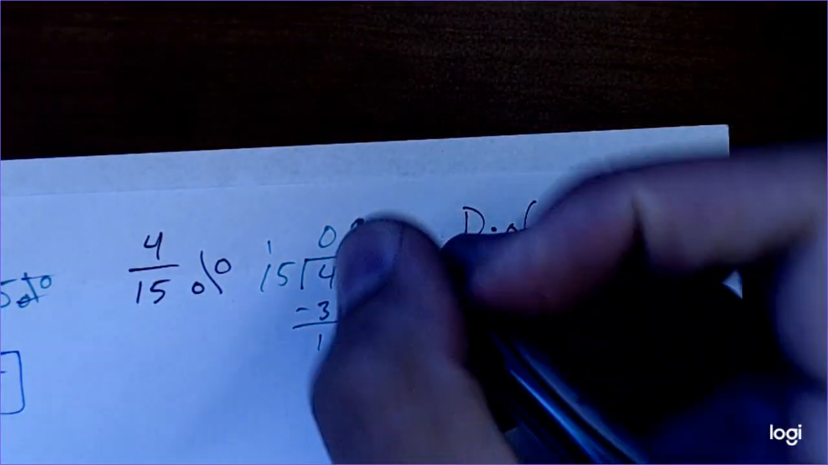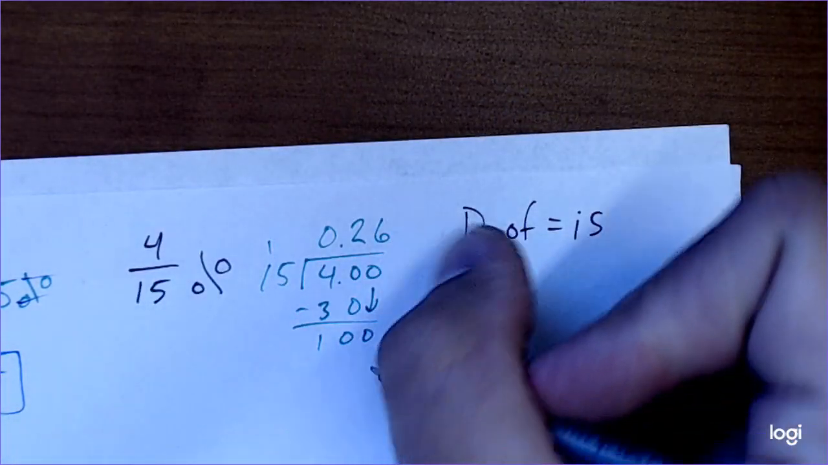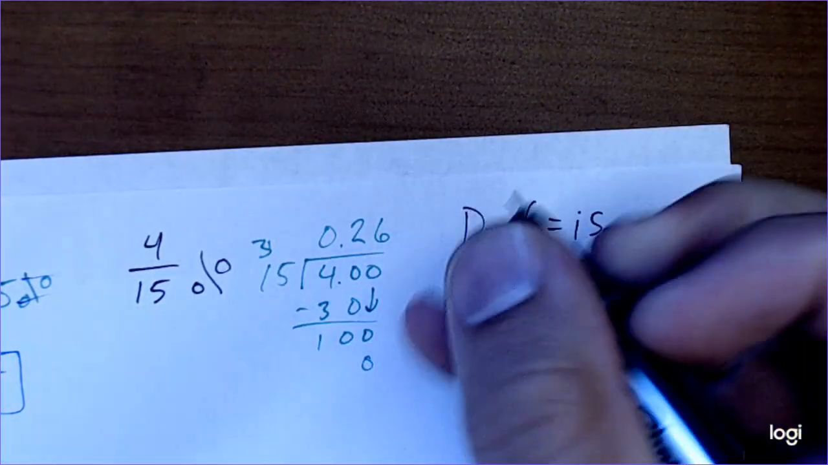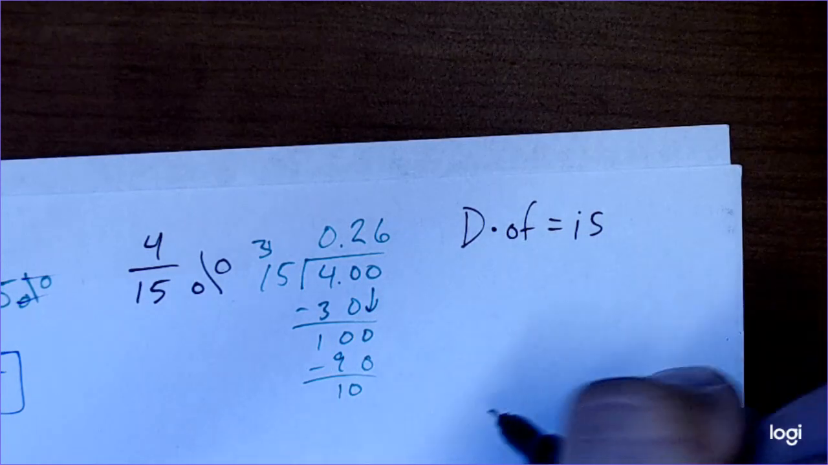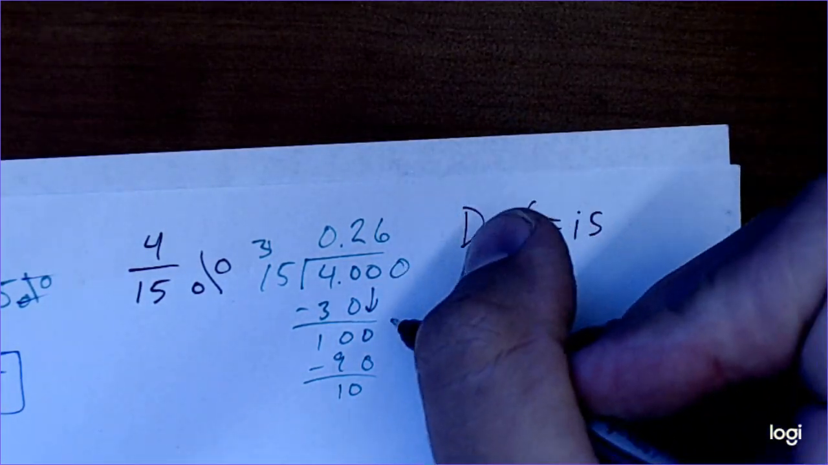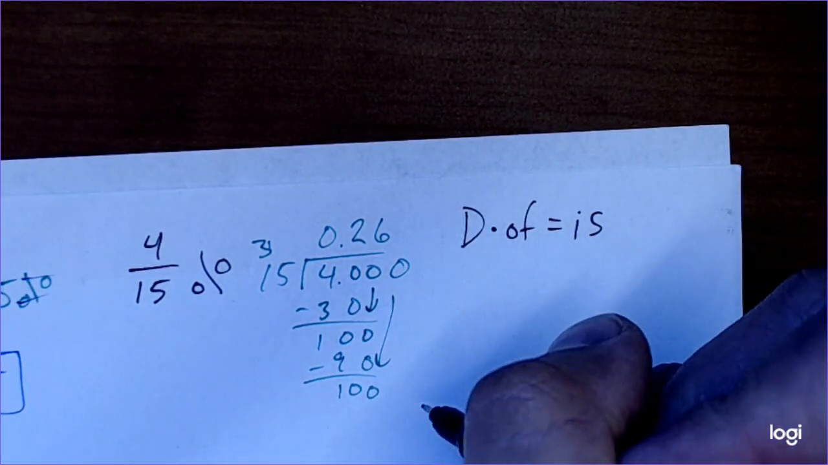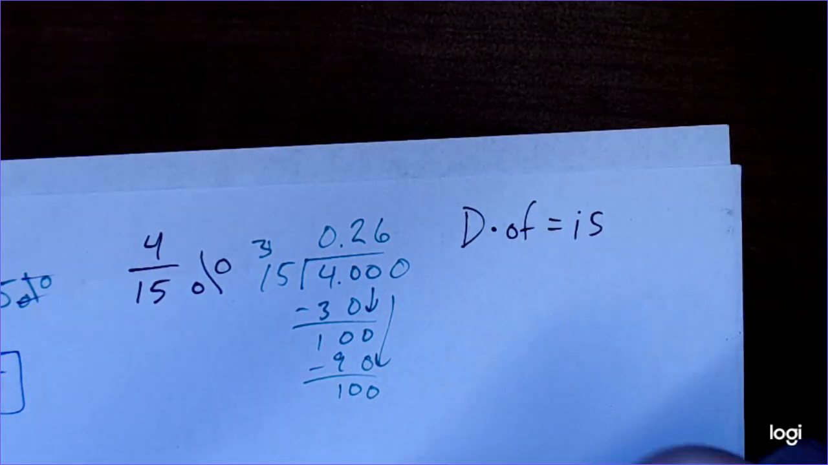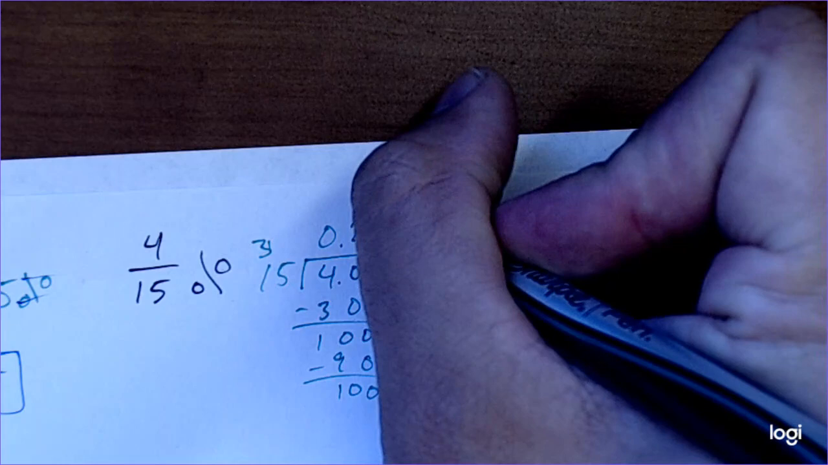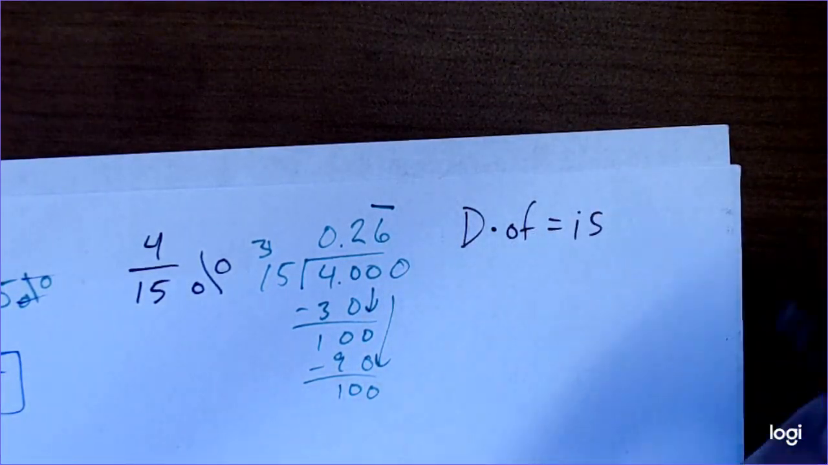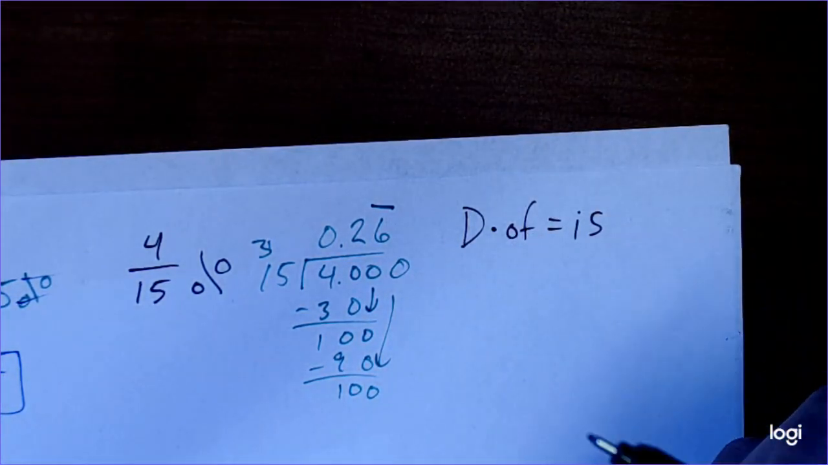15 goes into 100 6 times. 6 times 5 is 30. 6 times 1 is 6, plus 3 is 9, 90. Alright, and now I've got 10. If I add another 0, I'm going to end up with 100 again. So this becomes a repeating decimal. Or what I can see is that this 6 is going to repeat. So that's another way that this percent could turn into a repeating decimal.